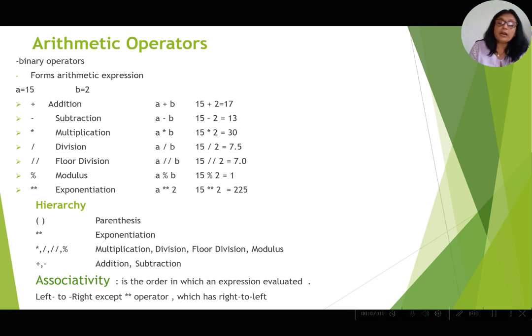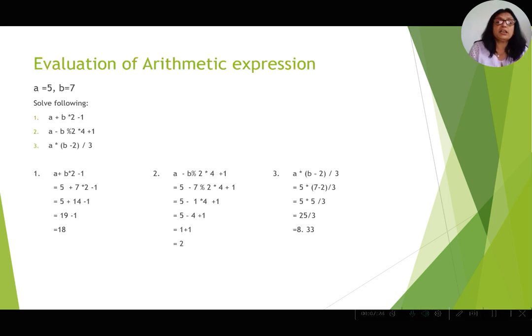Either it is left to right or right to left. In this case, it is left to right except for exponentiation. That means if an arithmetic expression has exponentiation twice, we have to move from right to left. If plus and minus are both there, we have to move left to right. Okay, now let's solve some arithmetic expressions.